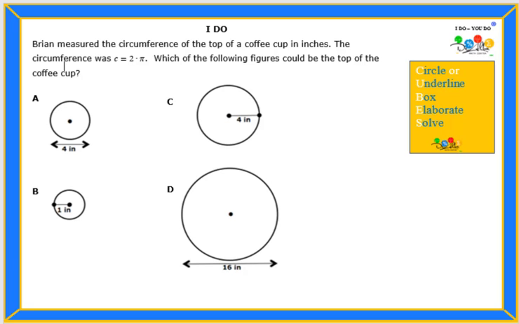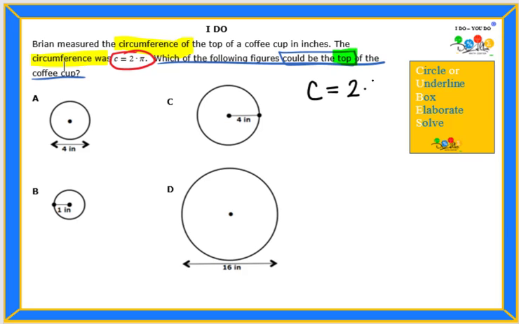Brian measured the circumference of the top of a coffee cup in inches. The circumference was C equals 2 pi. Which of the following figures could be the top of the coffee cup? So we have 4 different images, and we're looking for the one where C would equal 2 times pi.